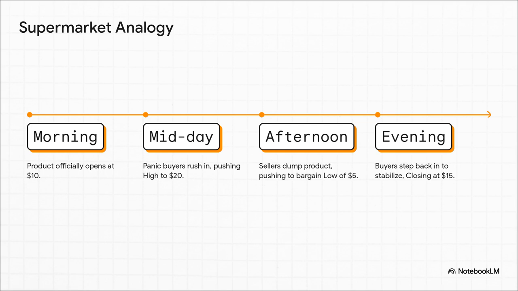Finally, right before the store closes up for the evening, level-headed buyers step back in, stabilizing the price so it finishes the day at $15. That is your close. 10, 20, 5, 15. Open, high, low, close. It's just human behavior, panic, greed, and bargaining, creating those exact data points.